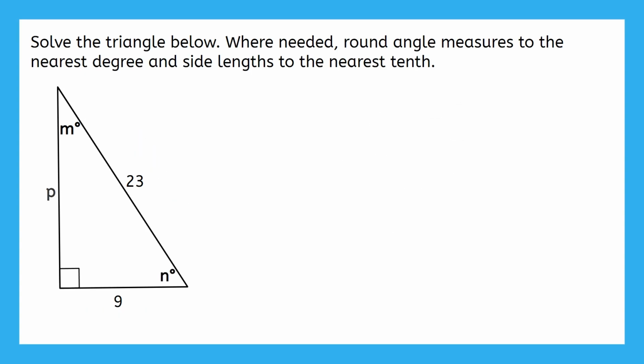I'm going to put all three of those answers in my triangle just to give you the full picture here. As I mentioned earlier, this is just one way to solve for these three variables. You could have taken many different approaches, but they should all give you 21.2 for P, 67 for N, and 23 for M.